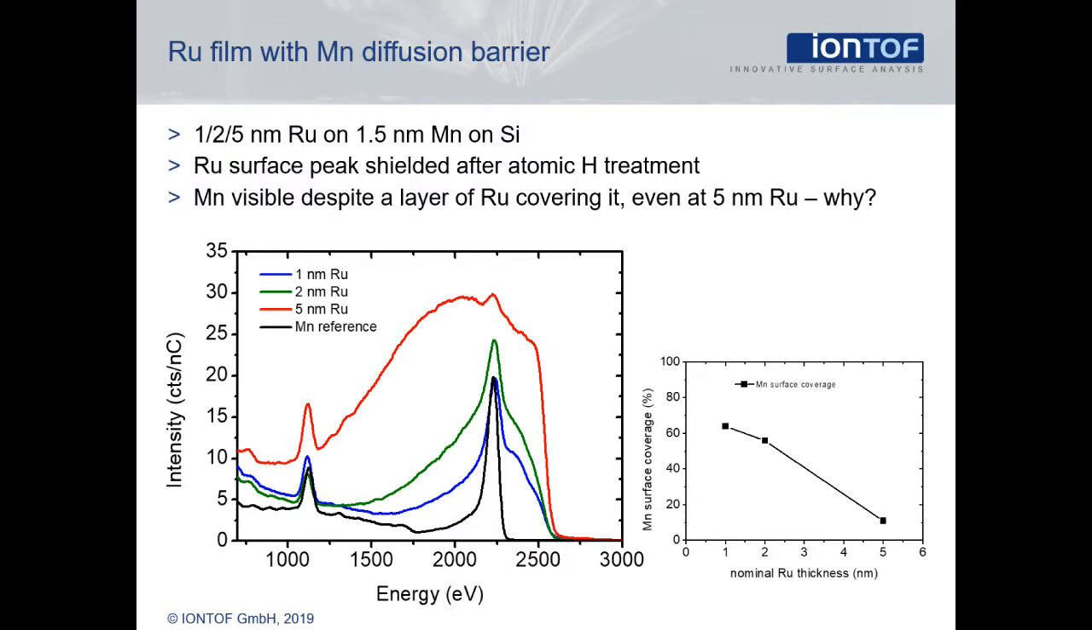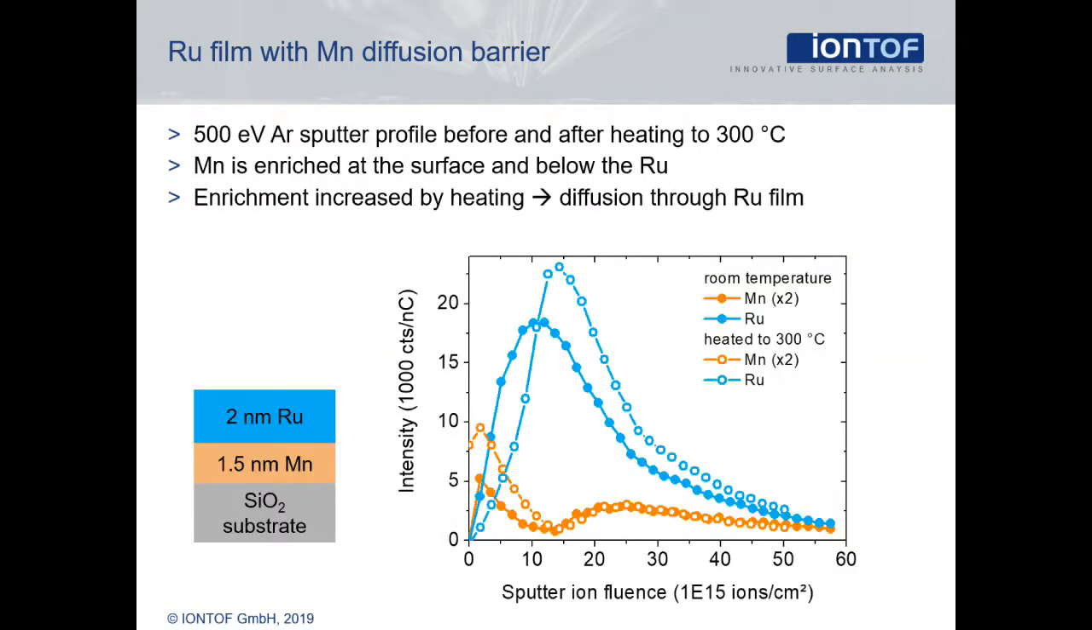The ruthenium surface peak is not visible due to shielding by adsorbed hydrogen, a special property of ruthenium under these conditions. The high amount of manganese visible at the surface, even for the thickest ruthenium overlayer, is noteworthy. How is this manganese distributed over depth? Sputter depth profiles using 500 eV argon to erode the surface were required.